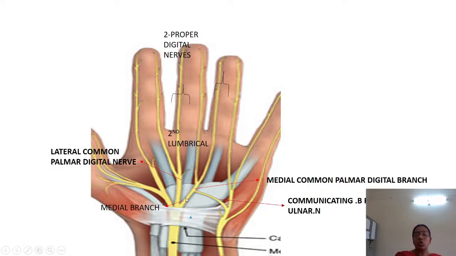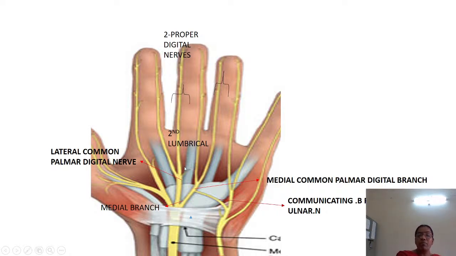The medial branch divides into the lateral common palmar digital and the medial common palmar digital nerves. These are not proper palmar digital nerves; the medial branch is giving common palmar digital nerves. The medial branch gives lateral and medial common palmar digital nerves.